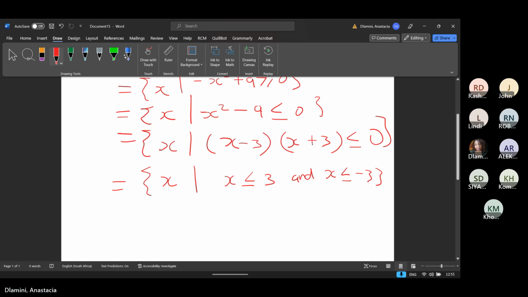Okay. Does someone else want to try? Can I correct? Yes. It is x less than or equal to -3, and x greater than or equal to 3. Okay.